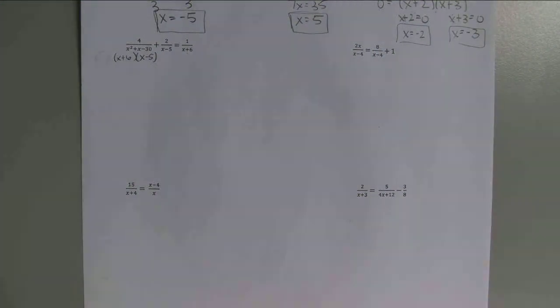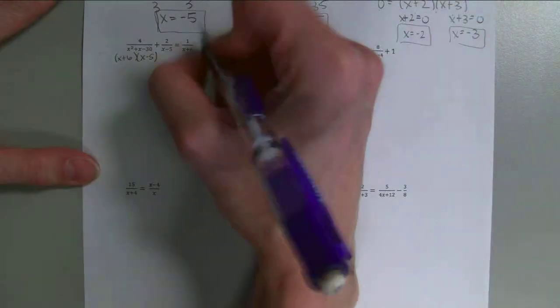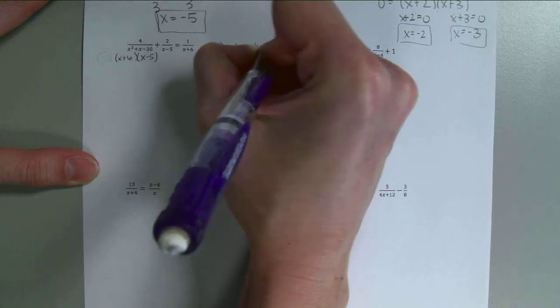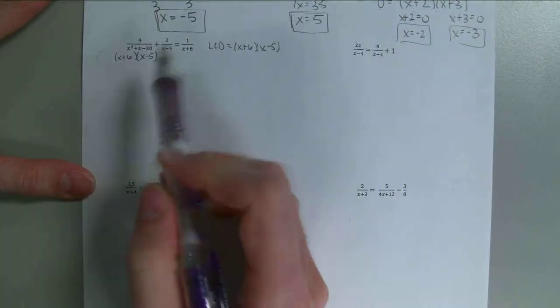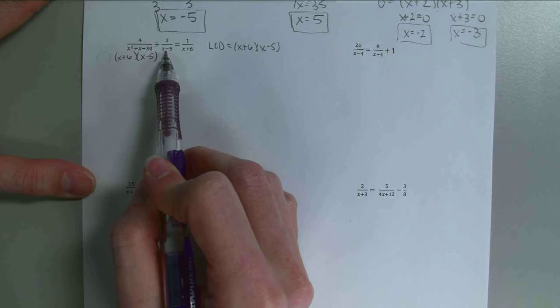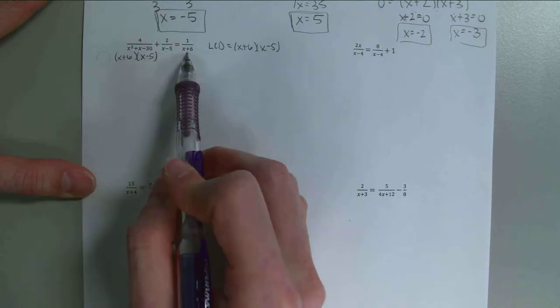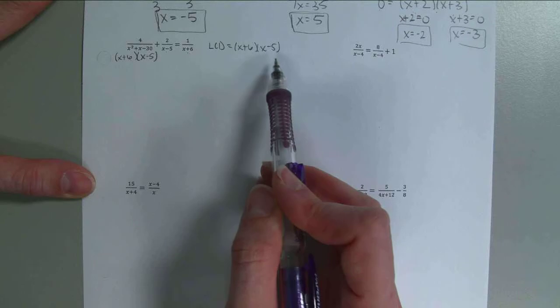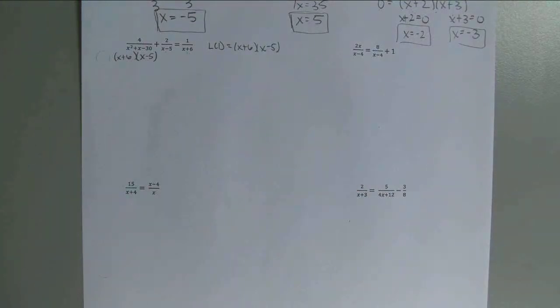All right? So if you were going to find an LCD, you start with the first denominator. What do we need? X plus 6, x minus 5. And you move on to the second, what does it need? An x minus 5. And you move on to the third, what does it need? An x plus 6. So do you guys agree that the factored form of x plus 6, x minus 5 would be your LCD, okay? So for tonight's homework, it's adding, you would make everything equivalent fractions with x plus 6 and x minus 5 in the denominator, and you would do all the math.